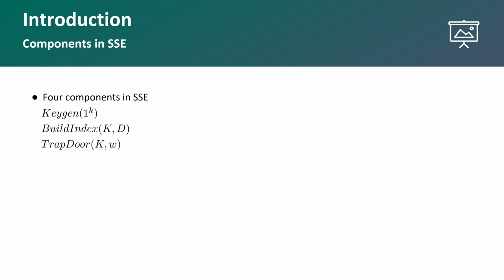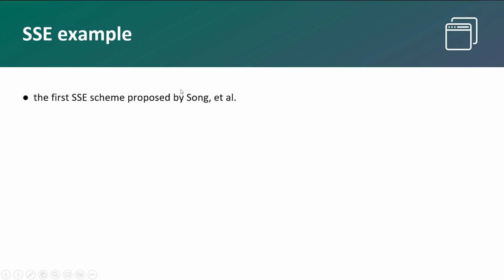Thirdly, a keyword trapdoor generation algorithm run by the users. It takes the secret key K and the query keyword W as inputs, and outputs the trapdoor TW for the keyword W. Finally, a keyword search algorithm run by the server. It takes the keyword index I and the trapdoor TW as inputs, and outputs a set of documents DW that contains query keyword W. Now let's look at an example, which is the first SSE scheme proposed by Song's team.